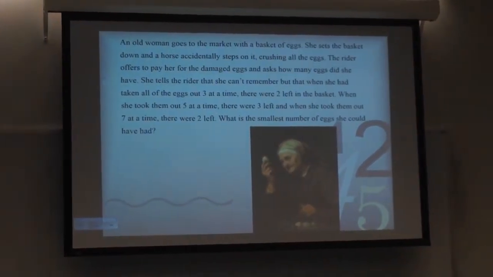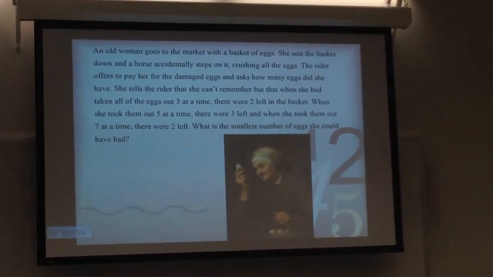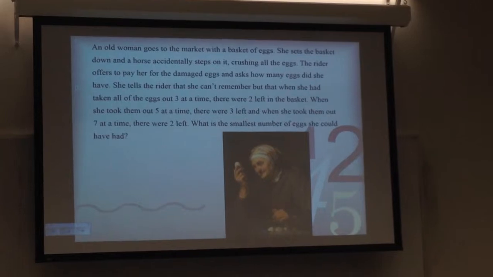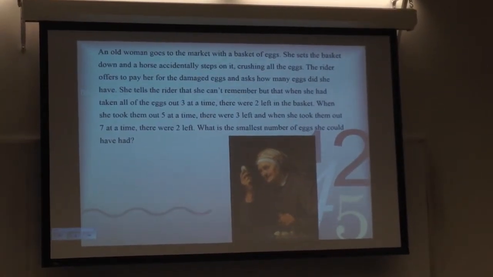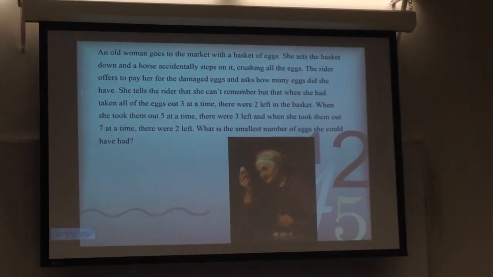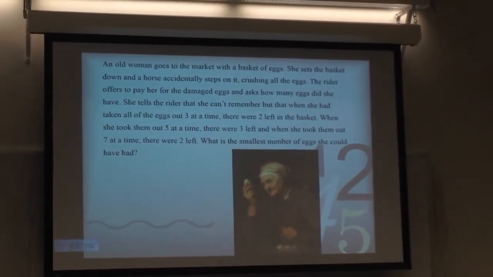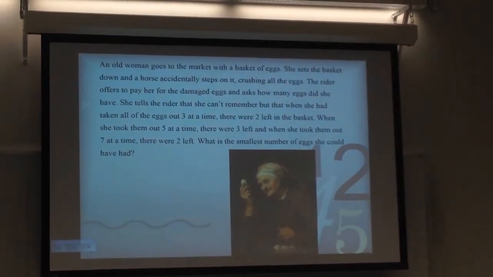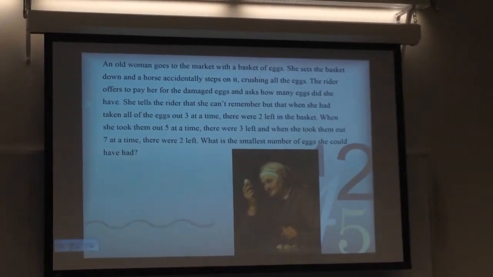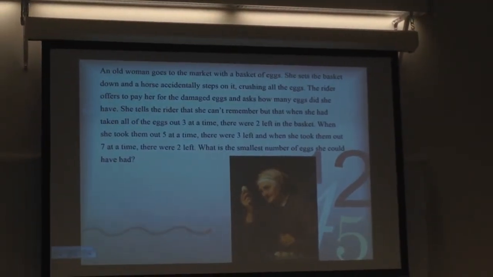She tells the rider that she can't remember, but when she had taken all the eggs out 3 at a time, there were 2 left over. So taking them out 3 at a time, a remainder of 2 left in the basket. When she took them out 5 at a time, there was a remainder of 3 left in the basket. And when she took them out 7 at a time, there were 2 left in the basket. So the question is, what's the smallest number of eggs she could have had in the basket?